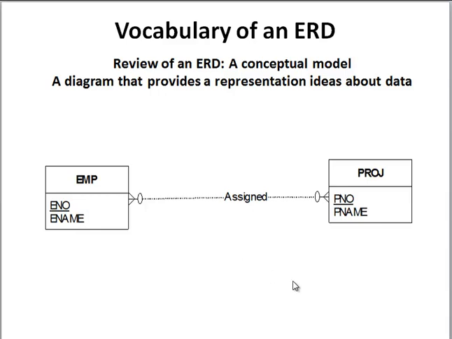In the lower portion of the rectangle is a list of what is known as the attributes of an entity. An attribute is simply a characteristic of the entity. So for EMP, which stands for employee, we have two attributes, ENO for employee number and ENAME for employee name. And for the project entity, we have PNO as a project number and PNAME for the project name.